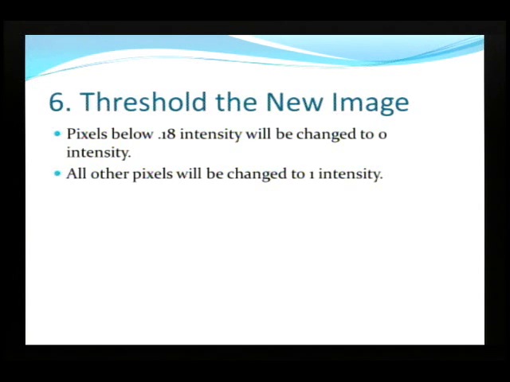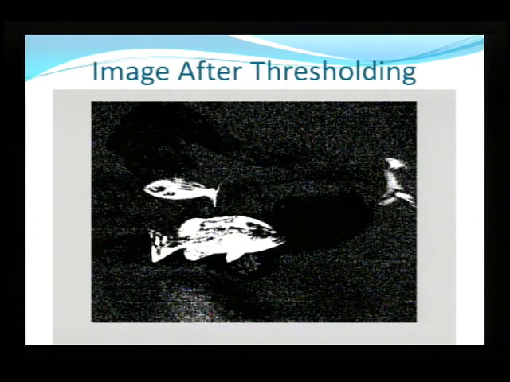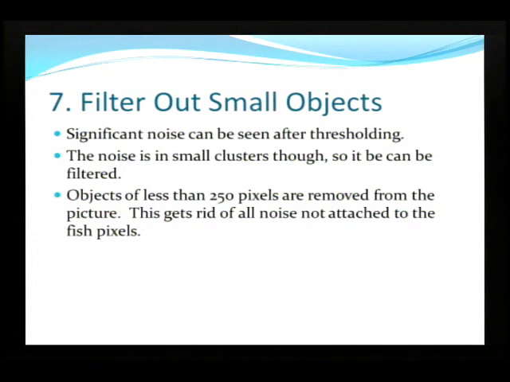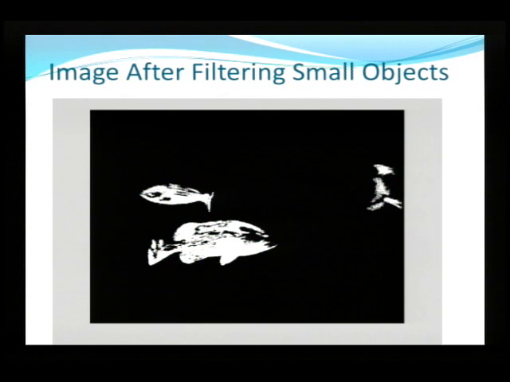So now I had to threshold again to remove the noise and separate it into white and black pixels. This is the image after thresholding. So then I had to filter out small objects because it had a lot of noise. Any object less than 250 pixels was removed from the picture, and this got rid of all the noise. This is the image after removing the small objects.